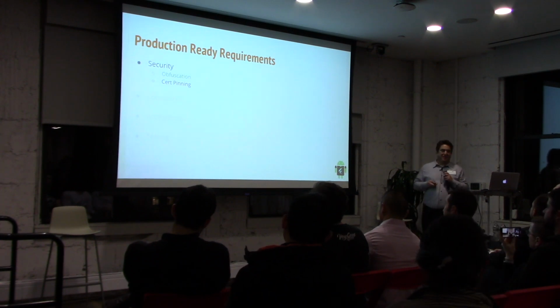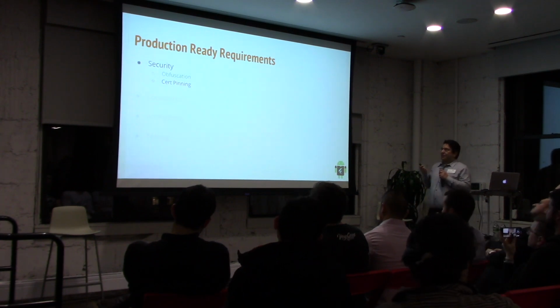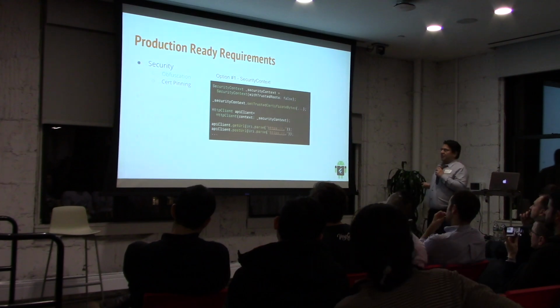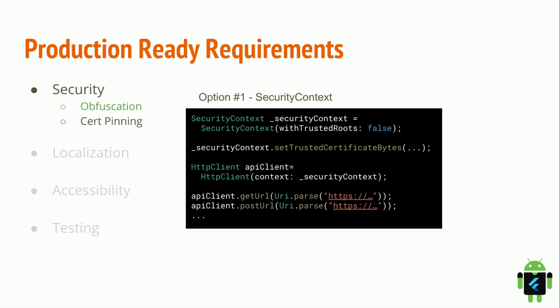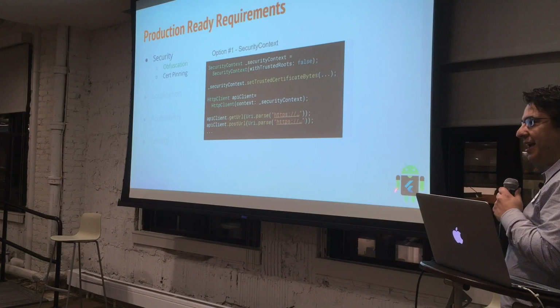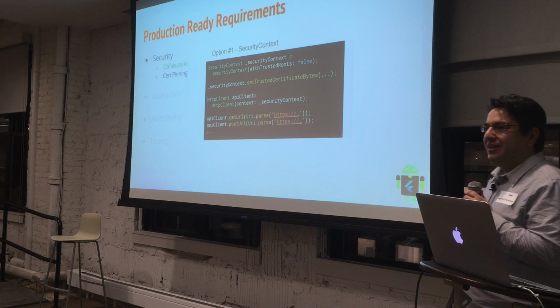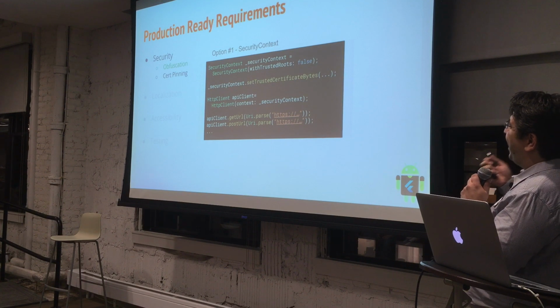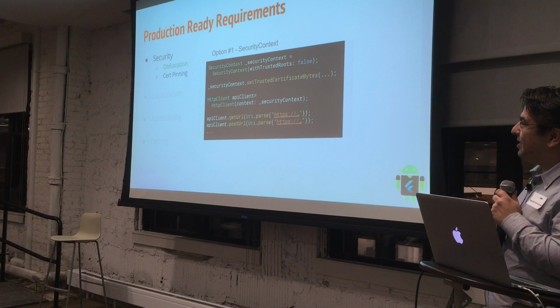What about certificate pinning? So there was one option, and that was to use a security context. With a security context, you have to have the trusted certs. You would set them all, and then you would hand that to the HTTP client. This is all Dart code. Again, Android guy, little Flutter shirt. So you can do this, and we saw this as an option.